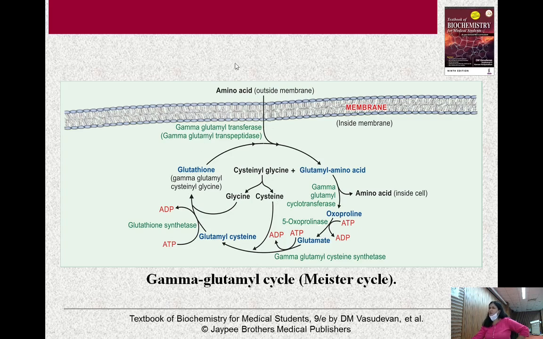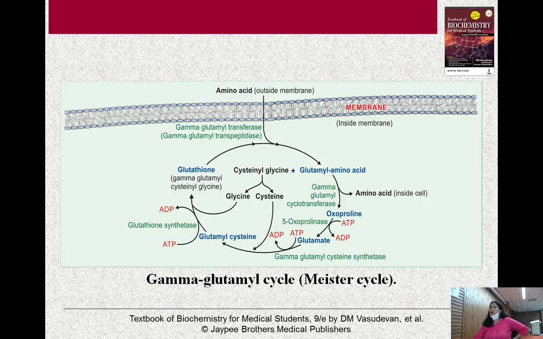Remember, for the transport of one amino acid inside the intestinal cell, you require 3 molecules of ATP. Clear? You require 3 molecules of ATP. So you can see from your book again the Meister cycle or the gamma glutamyl cycle. So this is another way how the amino acids can be transported.